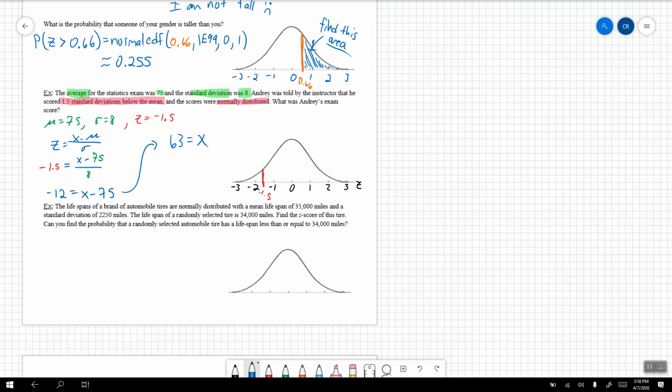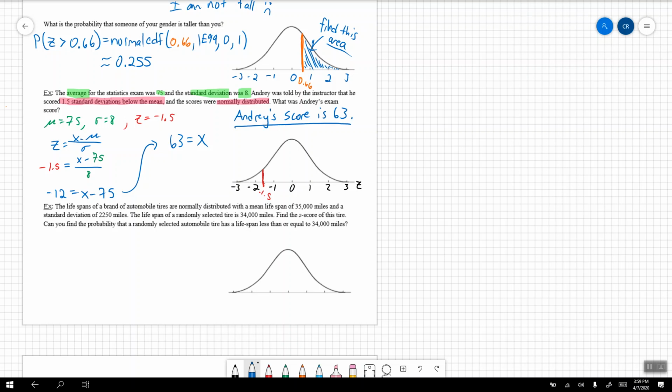Now, I want you to stop and ask yourself, does this make sense? Because if his score was 1.5 standard deviations below the mean, that means it was below the average. So this number, this 63, should be below this average, and it is. All right? Which means Andre's score is 63. And there we are.